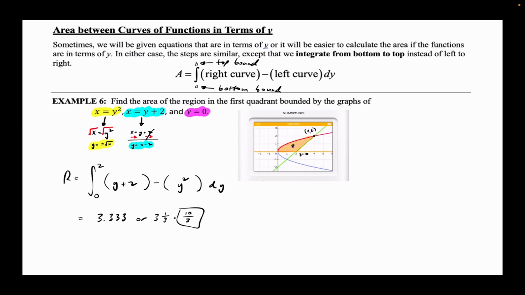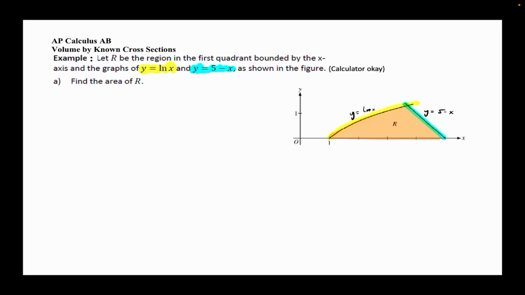Okay, so let's look at this problem here. If I want to find the area of the orange, would I use top minus bottom function of the orange, or would I use right minus left? I would use right minus left. Yeah, I would use right minus left. Why? Because I could do it.